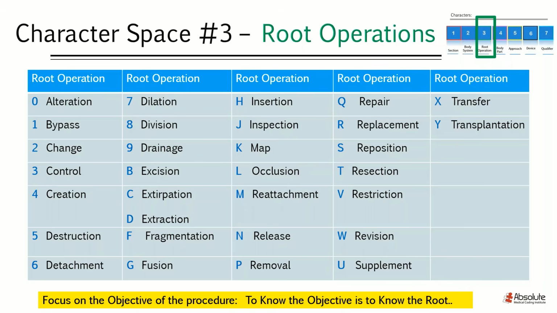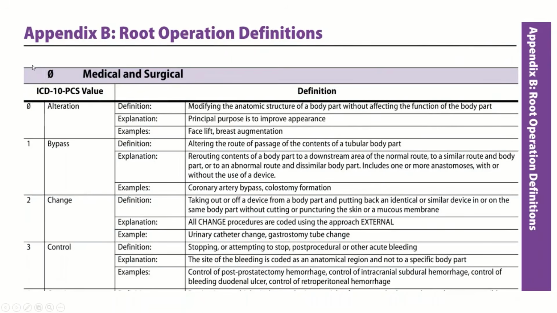So again, don't forget to focus on the objective of the procedure when you're coding for the root operations. And one more thing that I want to show you. In your Appendix B, this is gold because it gives you the definitions and the objectives of the procedure. It tells you this is what the doctor is trying to do. So for instance, if an alteration is being performed, we know that the doctor was trying to modify the anatomical structure of a body part without affecting the function of the body part.